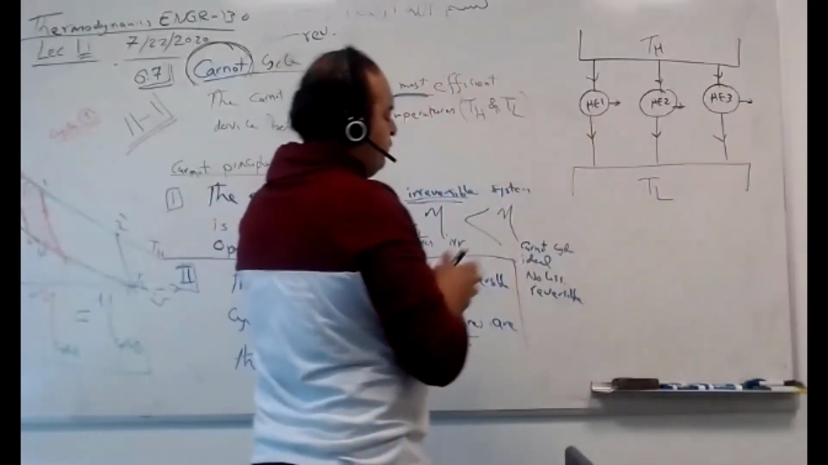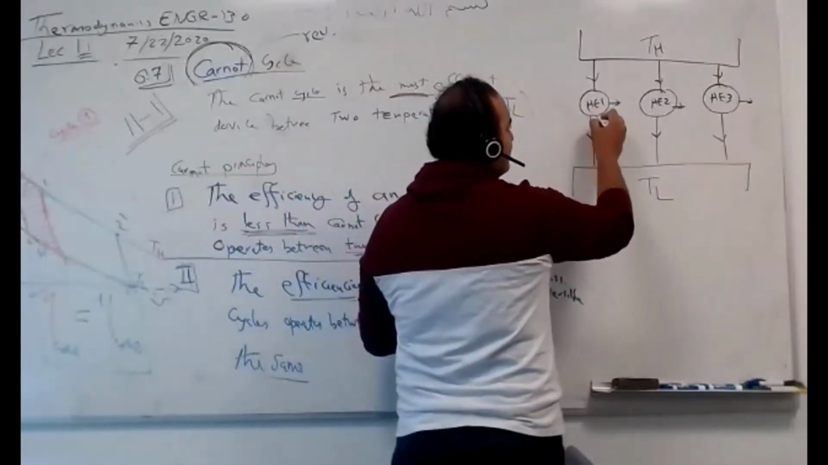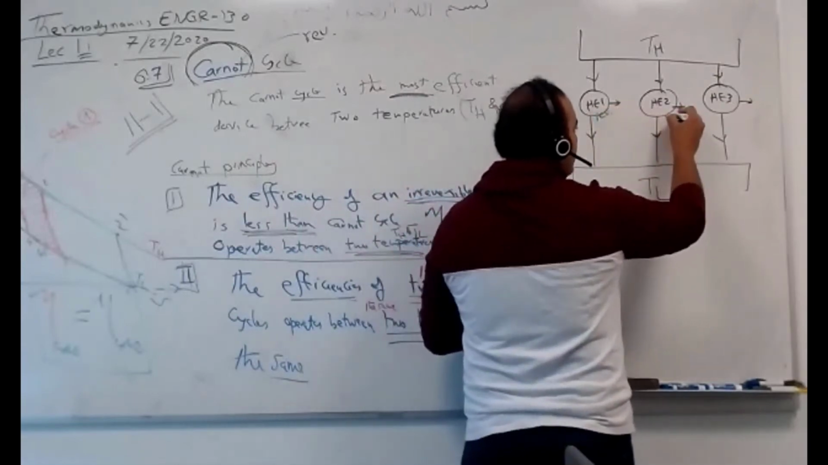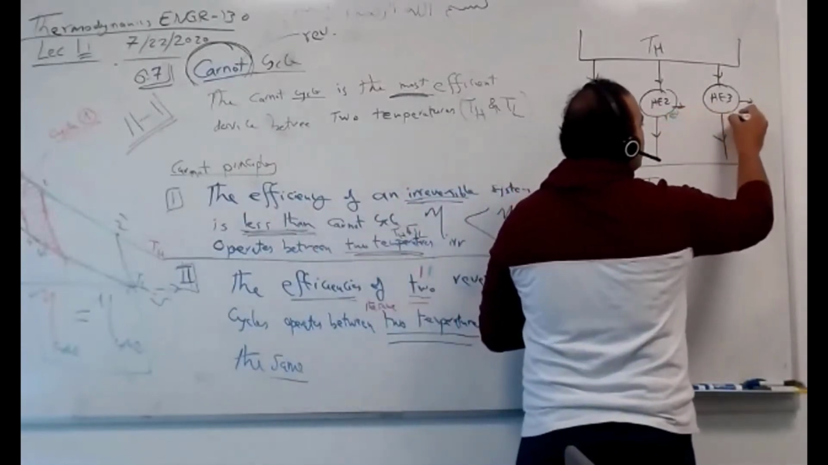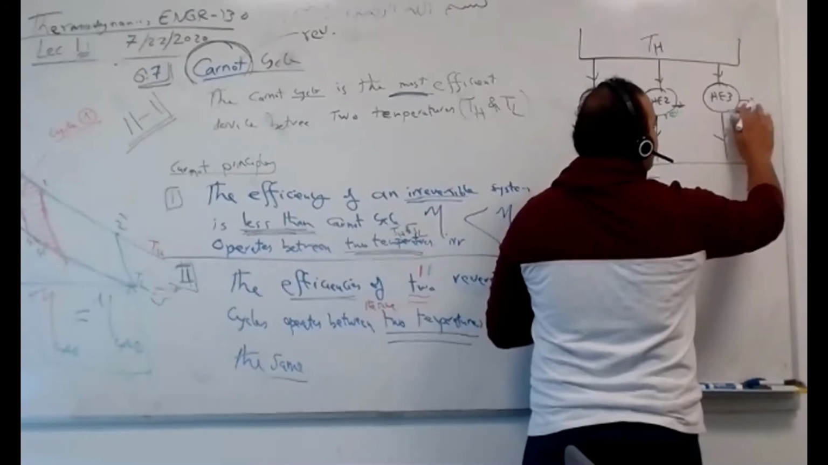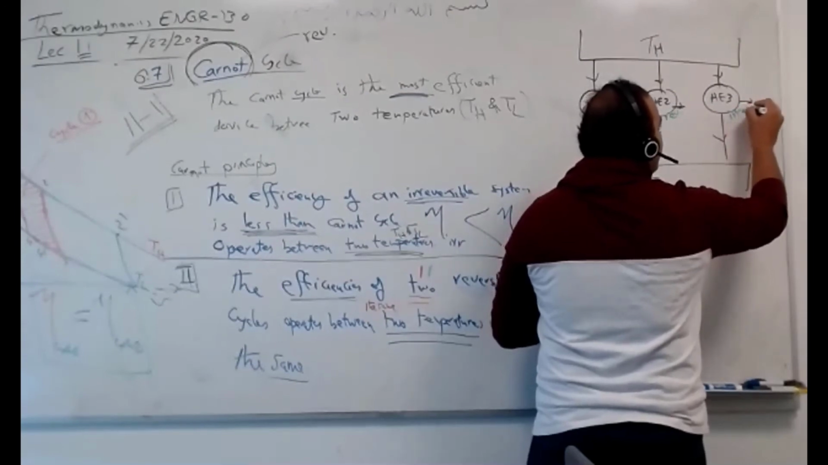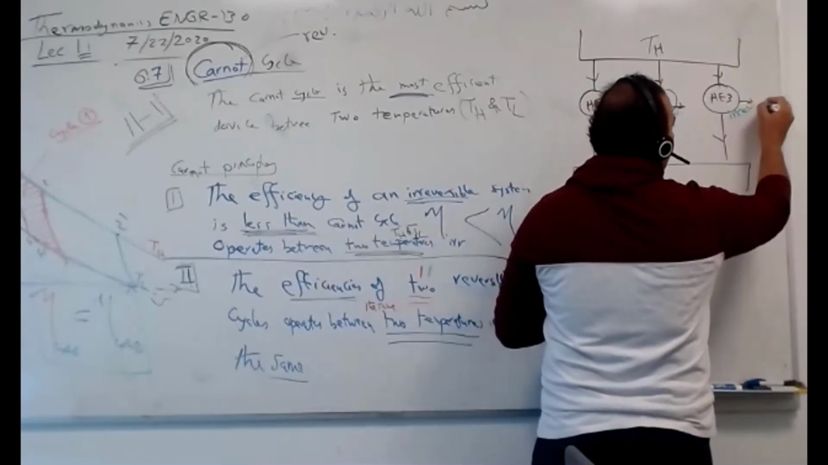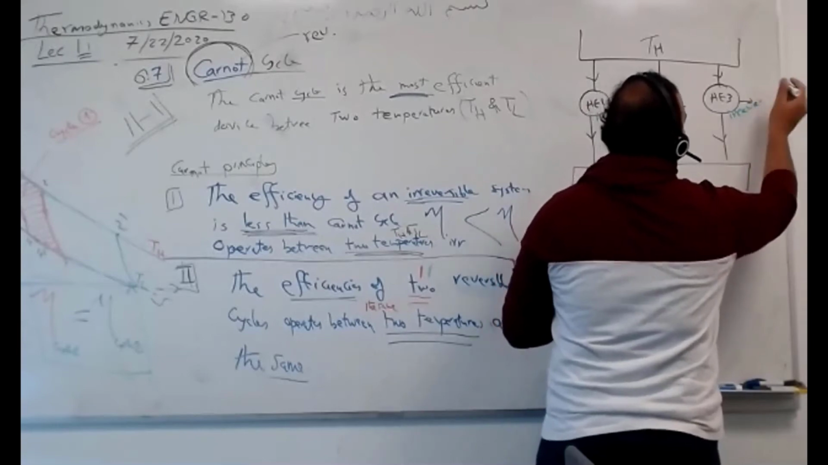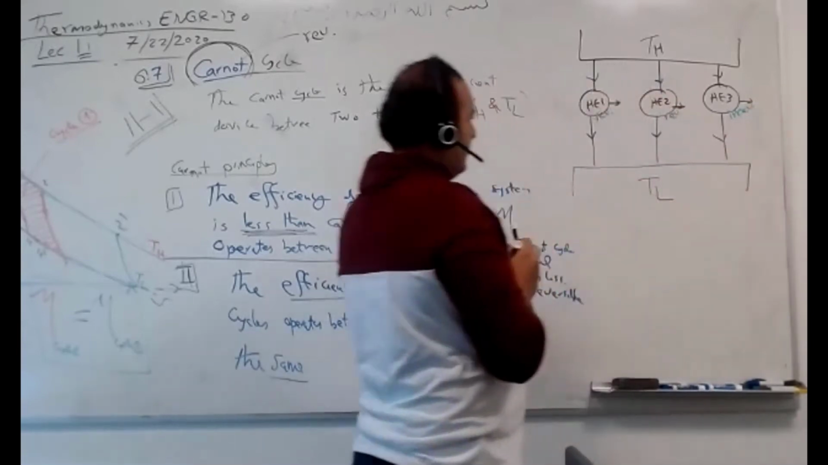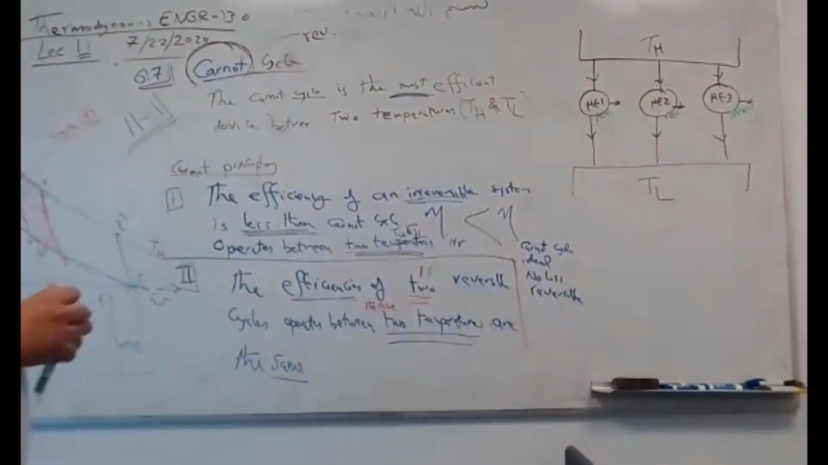Let's say heat engine 1, for example, is now reversible. This is reversible. This is reversible. This is irreversible. So the first 2 are reversible. The last one is irreversible. Okay.